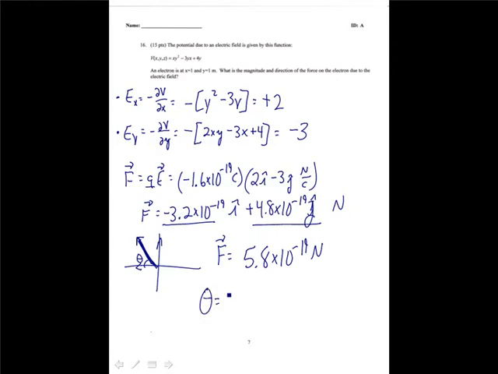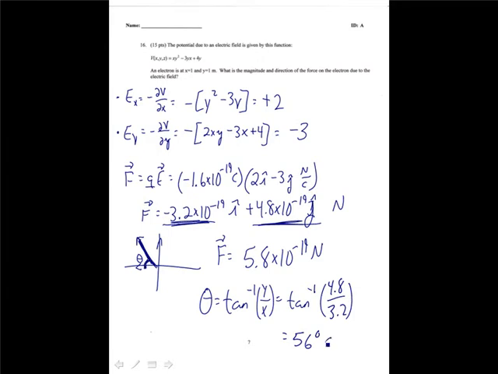And then for the angle theta, I just say the inverse tangent of y over x, the y component over the x component. The inverse tangent of 4.8 over 3.2. The 10 to the minus 19s cancel, and that gives me an answer of 56 degrees. Notice that I didn't put in the negative on the x component, because I'm just trying to figure out the angle measured with respect to the negative x-axis. So this is 56 degrees above the negative x-axis.